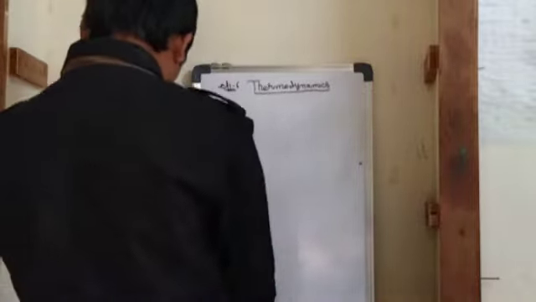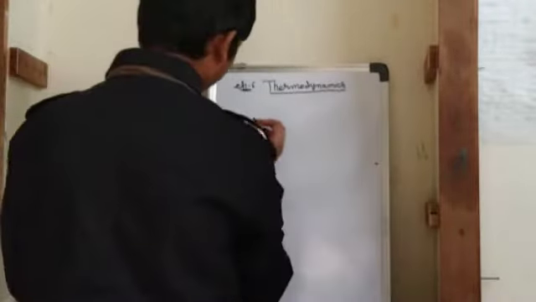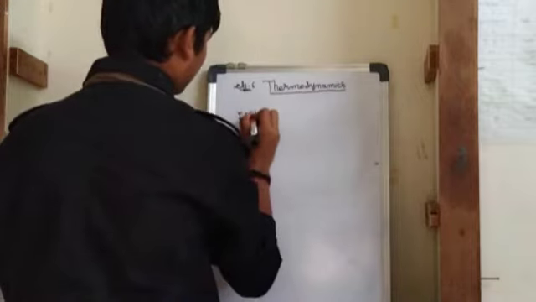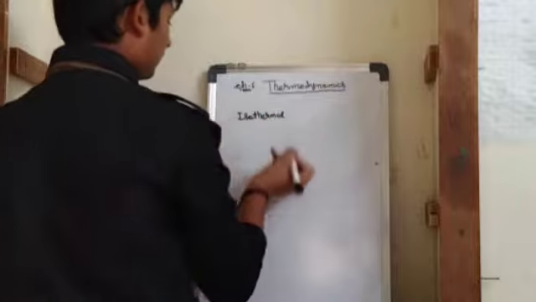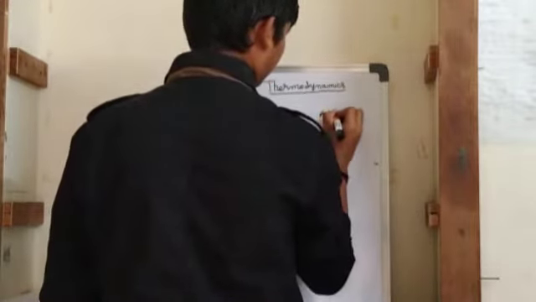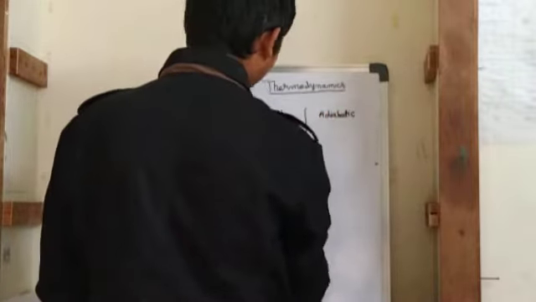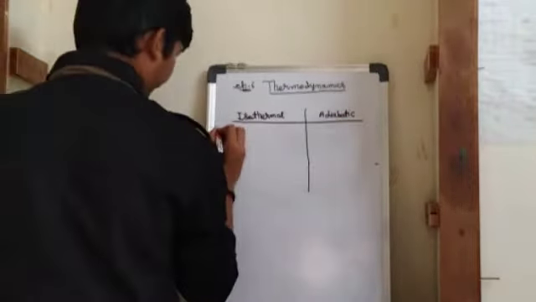So now let's go for isothermal and adiabatic. Difference we are writing. So now let's go for the first point.